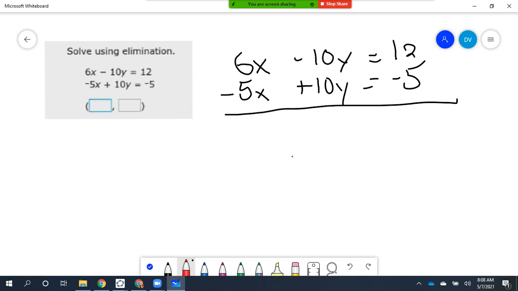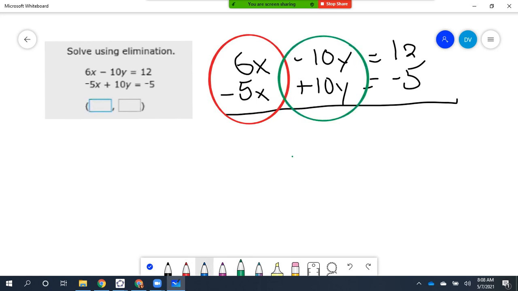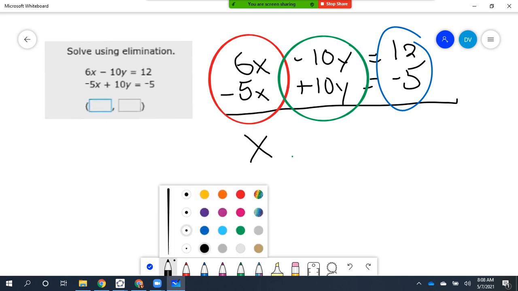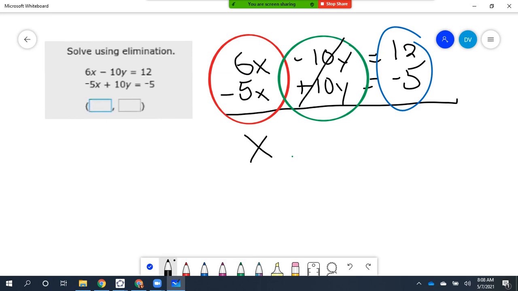We're going to add these two in red, these two in green, and these two in blue. If we add up the two reds, 6x and negative 5x, we just get 1x. And by the way, I'm not going to write the 1, I'm just going to write x. If we add the green, we get the easiest number in the world, 0. We don't even want to write that, we just want to cross it off. And if we add 12 and negative 5, we get 7. So we're halfway done. We have part of our answer, x equals 7.